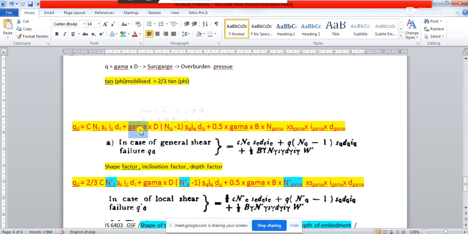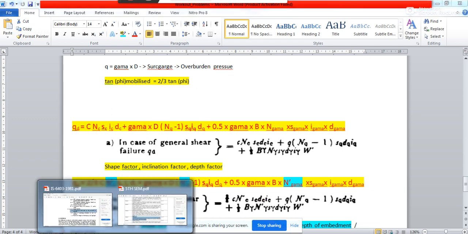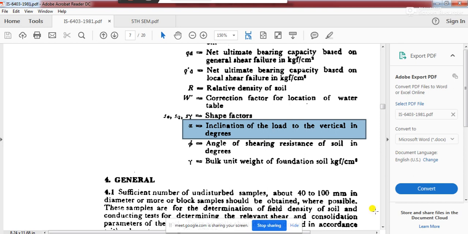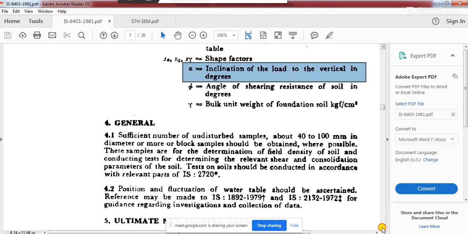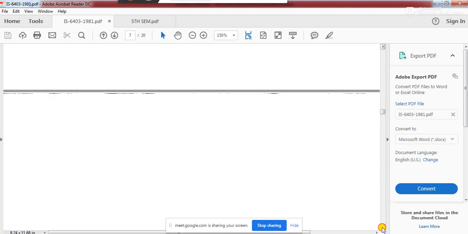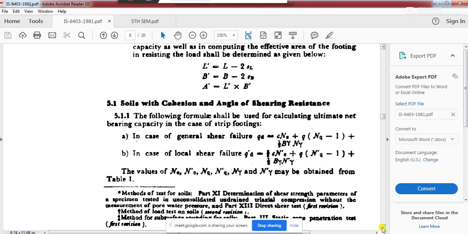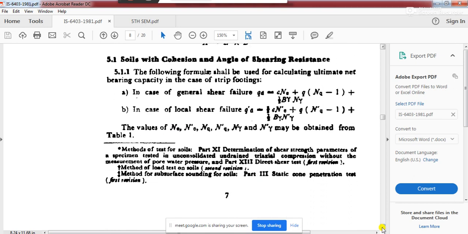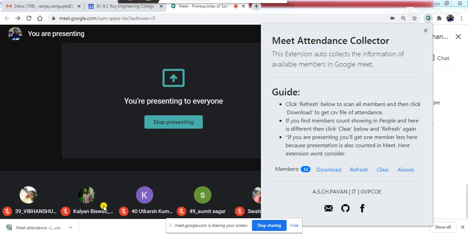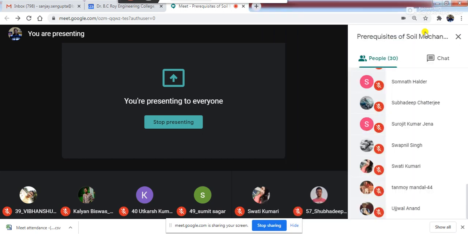Okay, so with this, today's discussion we stop, and we have discussed everything about Indian Standard Code 6403. One or two things are left, which we will discuss in tomorrow's class, and we will try to finish up the Indian Standard Code discussion tomorrow. From next week onwards we will move to consolidation. If you have any doubt, any question, you can ask. Any question, any doubt?